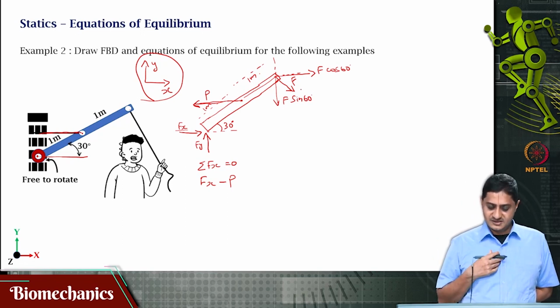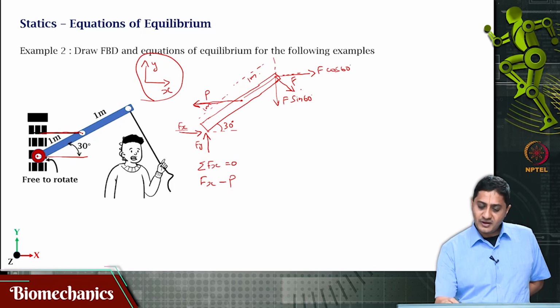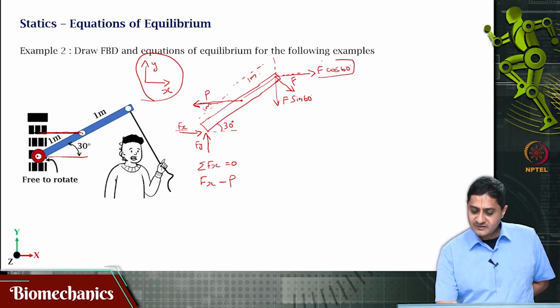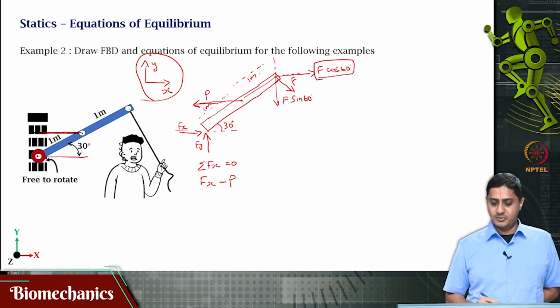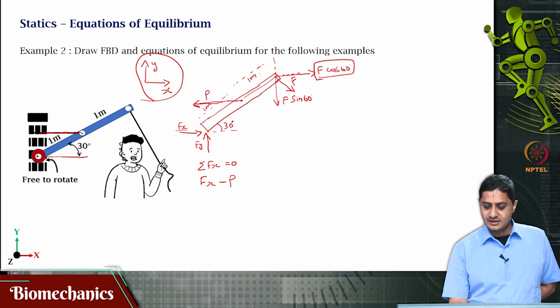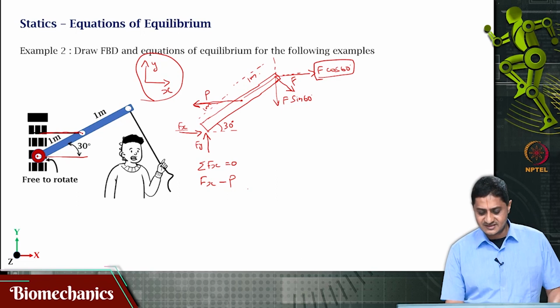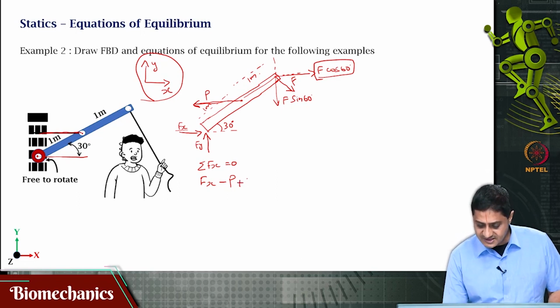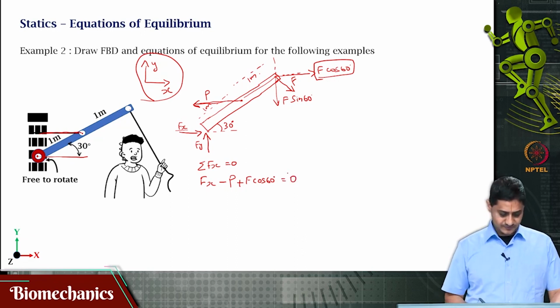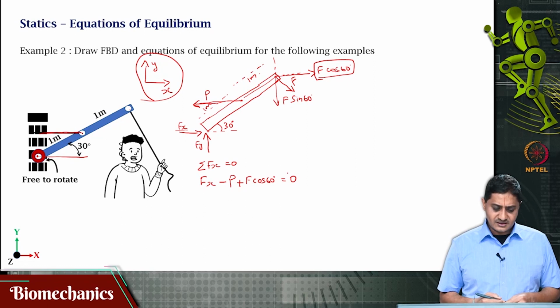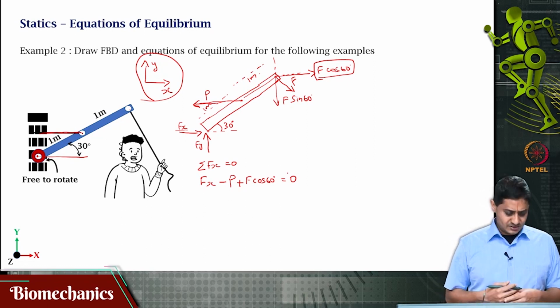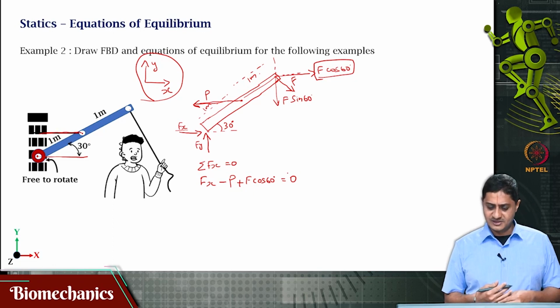This is how I am resolving this. Now I can write out this horizontal component as the component in the x direction. Is it in the positive x direction? The answer is yes. So, I am writing this as plus F cos 60 equal to 0. Okay. And let us say that the force applied is some force, say 10 newtons.